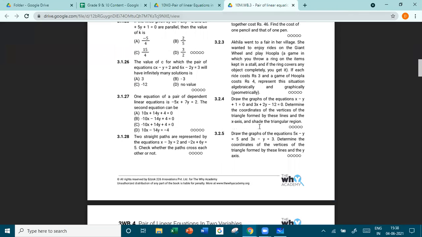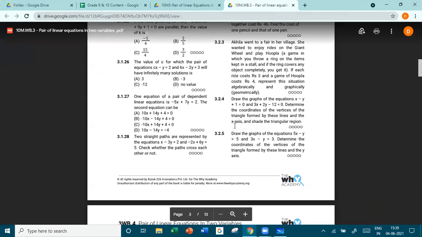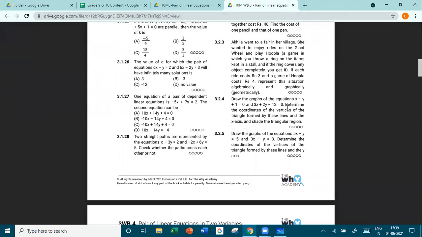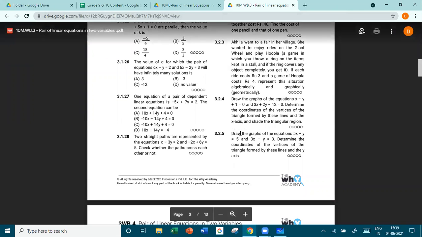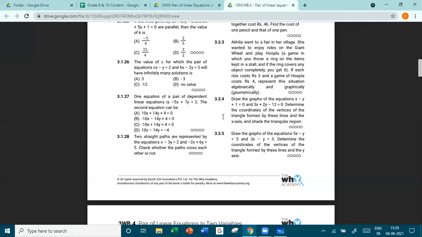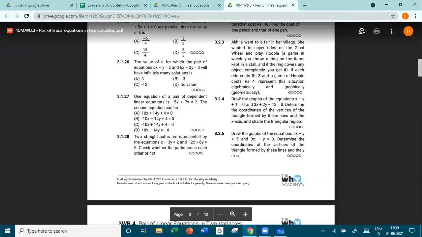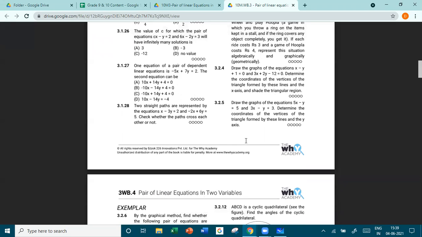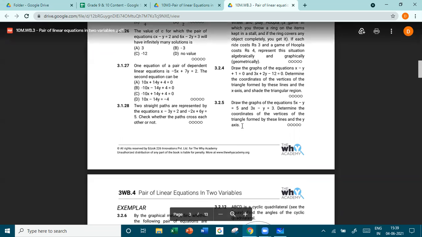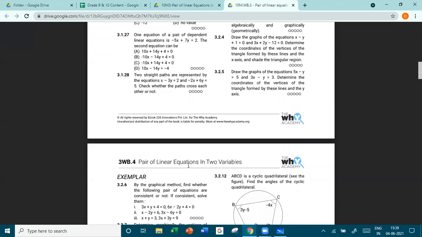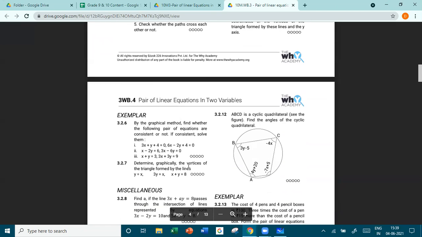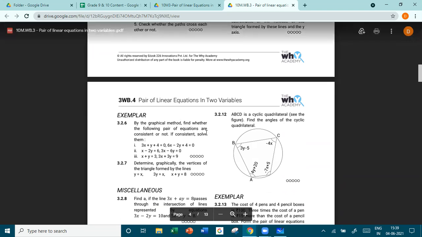Fourth question is also similar, where you just need to plot the graph and find the vertices. If you plot the two lines and find the coordinates with the x-axis, you will end up with a triangle and you just need to find those coordinates. Fourth and fifth questions are the same, just the axis is interchanged. So I'm skipping that.